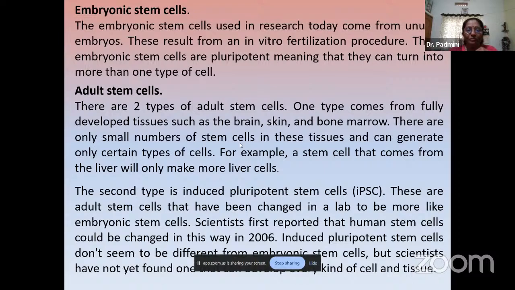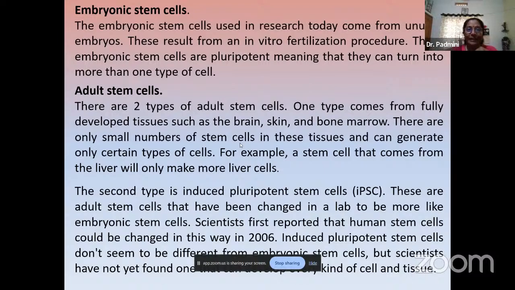Though they are very small in number, because you don't find as many as you find in embryonic stem cells, they can definitely make different types of cells that we want to induce them to be. So for example, when you take out a stem cell that comes from a liver, it can only form liver cells. You can't expect a liver cell to form a brain cell or a muscle cell.